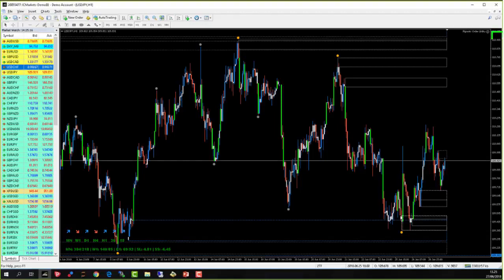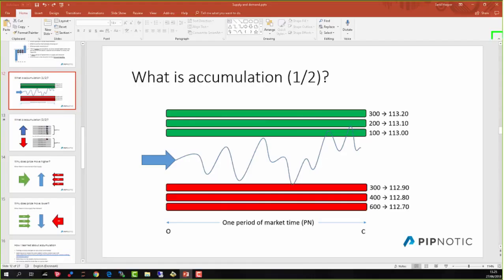This lovely green candle. We have a period of accumulation. This one went deeper, a little bit lower than here. So what's this push lower doing? It's doing this. It's moving deeper into this pool of liquidity, finding fresh liquidity.